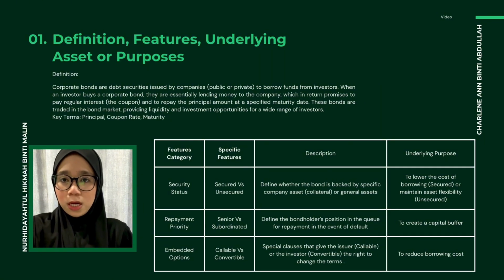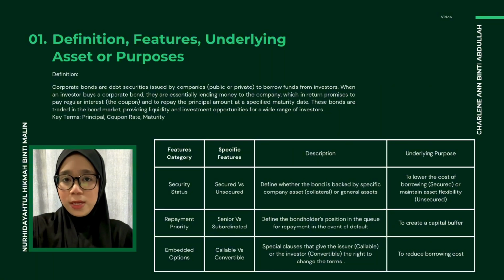For security, a company issues secured bonds to lower its cost of borrowing by offering collateral, whereas unsecured bonds maximize asset flexibility but require a higher yield. Similarly, senior debt creates the safest tier of financing. These bondholders are the first in line for repayment after secured creditors if the company liquidates.